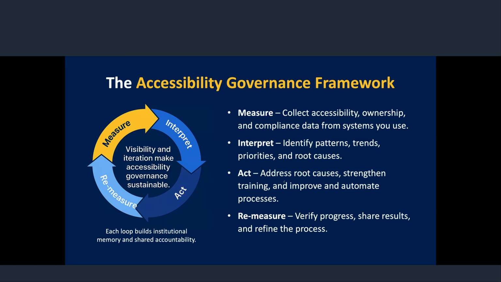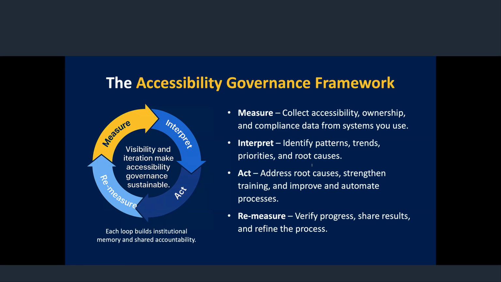Governance requires a structure for continuous improvement. Once we understand that accessibility governance is cyclical, the next question is how to put it in practice. The accessibility governance framework gives us a simple structure, 4 steps that repeat over time and grow with your organization. Measure, interpret, act, and then remeasure.